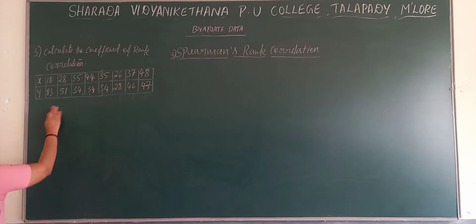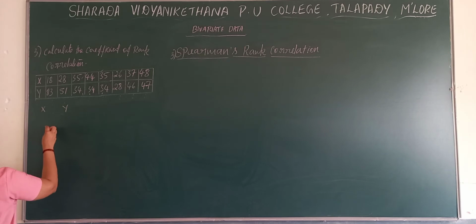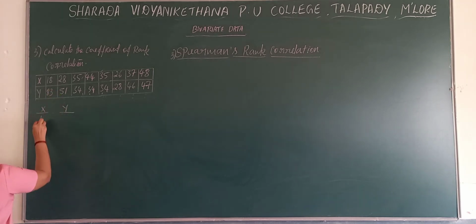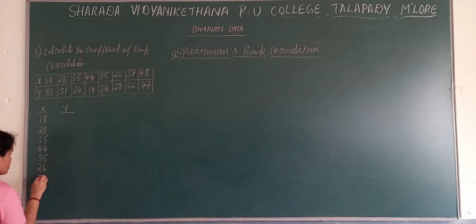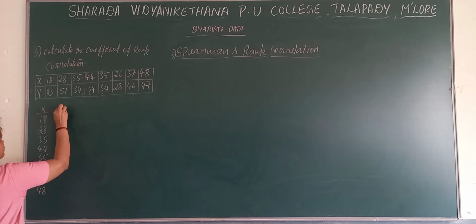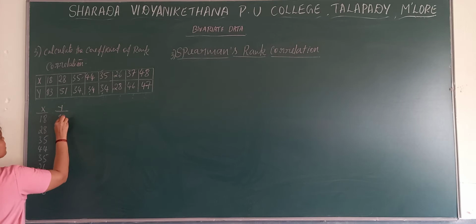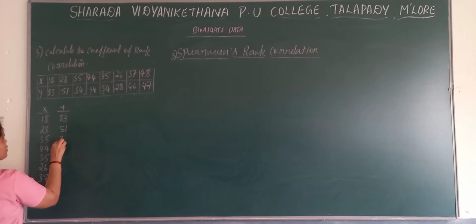We will assign the ranks. So here the X and Y series. Take the values 18, 28, 35, 44, 35, 26, 37 and 48. Then the Y series: 83, 51, 34, 34 and once again 34, 28, 46 and 47.